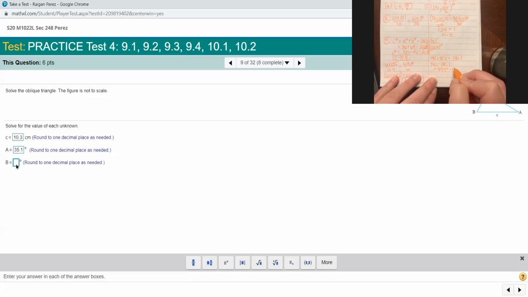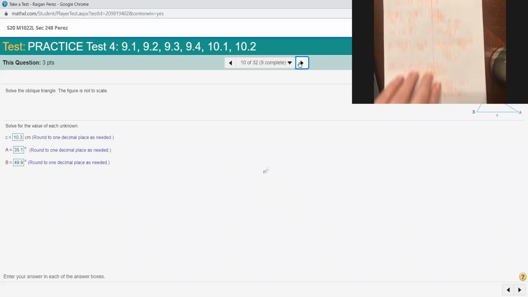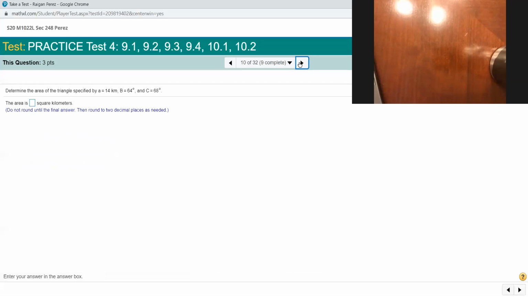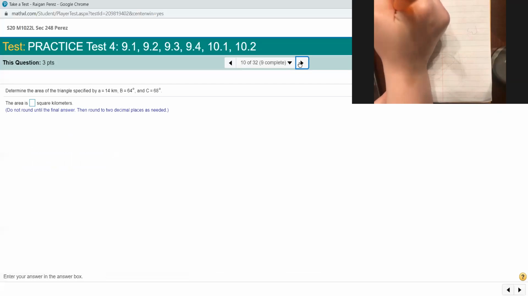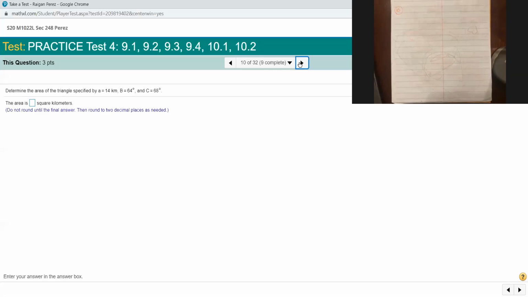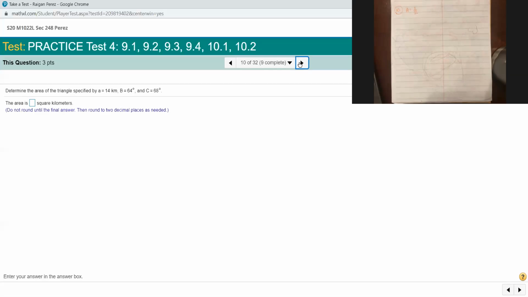49.9 degrees is B. 49.9. I'm going to do one more for this part because, as you can hear, my kids are up. Okay, determining the area specified. So we got to use the formula. I kind of forgot it, honestly, so I'm going to have to look it up. Give me just a second.